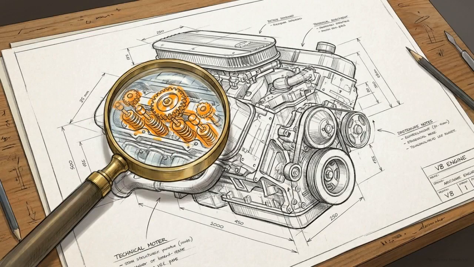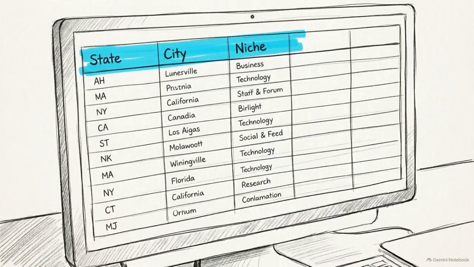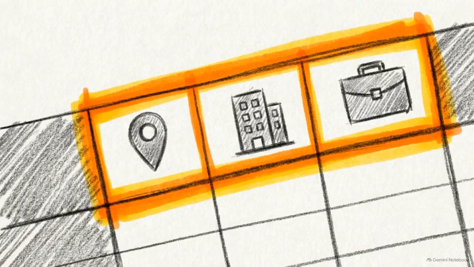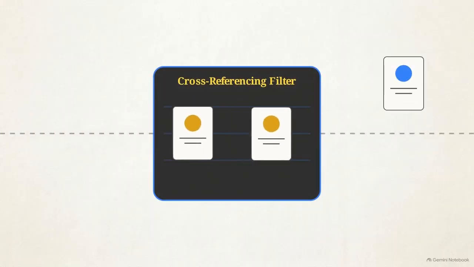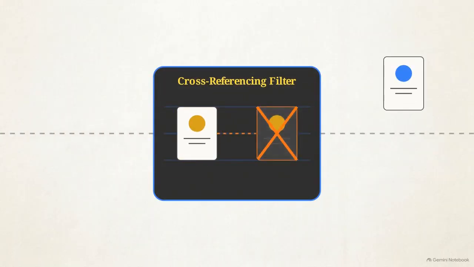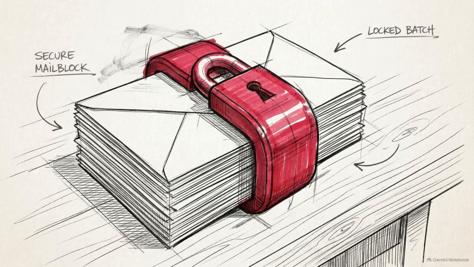A reliable engine requires precision right at the starting line. We are not casting a broad, untargeted net and hoping for the best. This is the extraction matrix. As you can see, the system filters all global data through 3 specific criteria: the prospect's state, their city, and their specific niche. As the matrix pulls these leads, it runs them through a built-in cross-referencing filter to identify and block any duplicate entries. This blocking mechanism is critical.